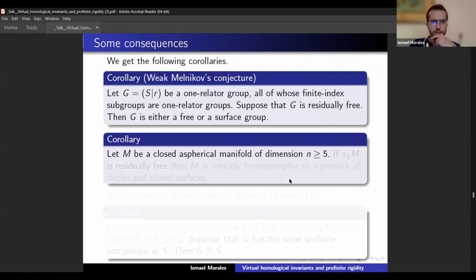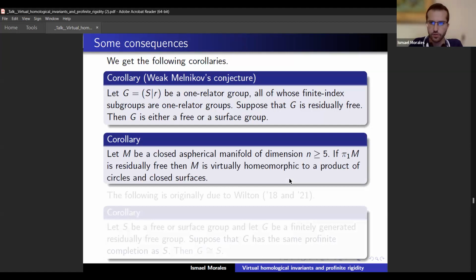And a second consequence of this is for manifolds of higher dimension, under the additional assumption that the fundamental group is residually free. We can say something about how they are, virtually. The setting is similar as before: closed aspherical manifold of dimension n at least 5. If the fundamental group is residually free, then M is virtually a product of the obvious examples, so these are circles and closed surfaces.